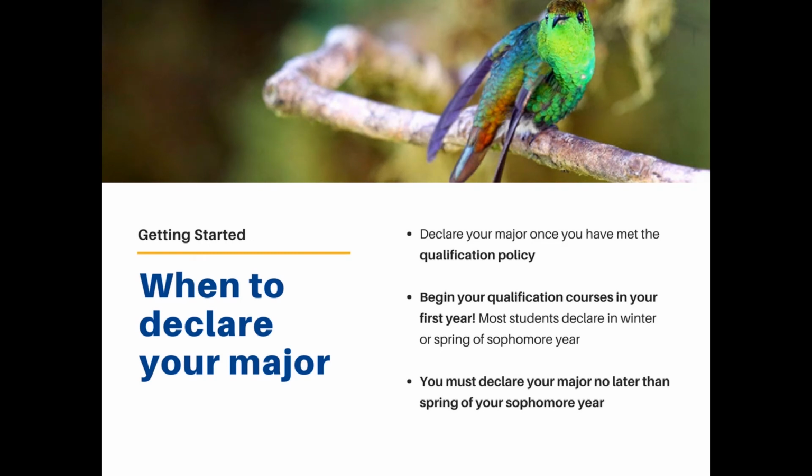Once you have met the qualification policy, you will be able to declare your EEB major. For most students, this is in winter or spring of their sophomore year. The university requires that you declare your major no later than spring of your sophomore year or your 6th quarter of enrollment. If you don't declare a major by then, you risk having a hold placed on your enrollment, so it's important to stay on track.